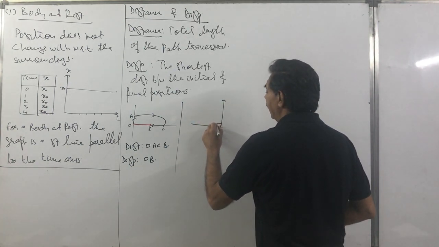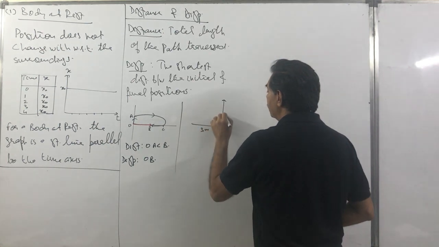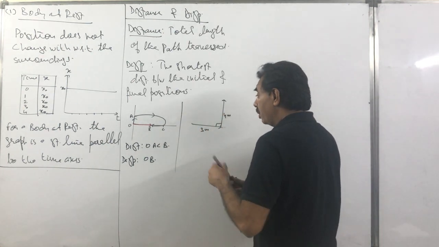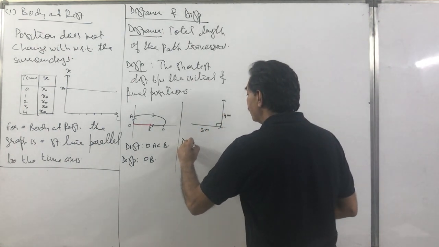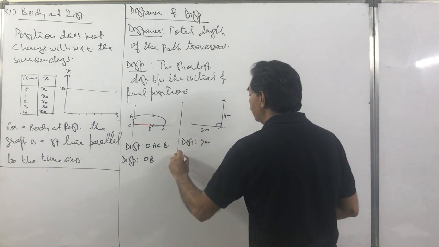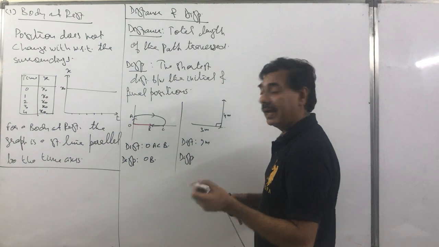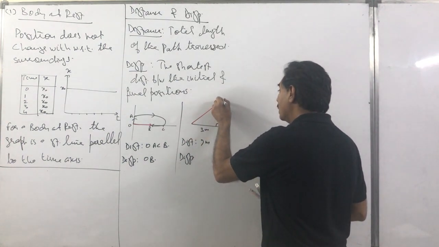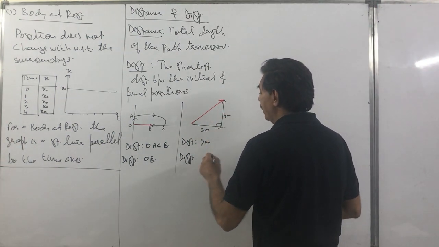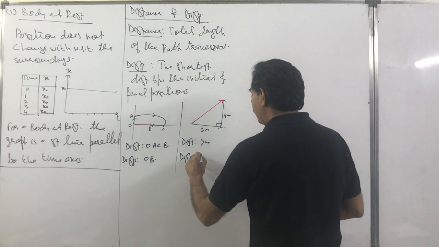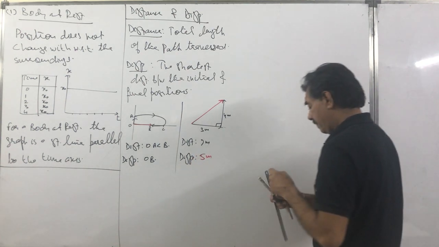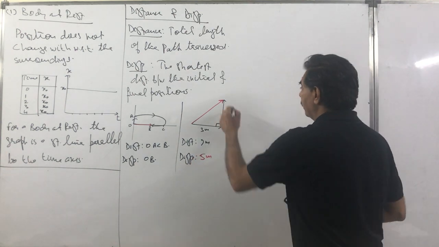Okay. This is the right hand, right? This is 3 meters, this is 4 meters. So the total distance traveled is how much? 7 meters, whereas the displacement is going to be given by the hypotenuse, and this is going to be just 5 meters.